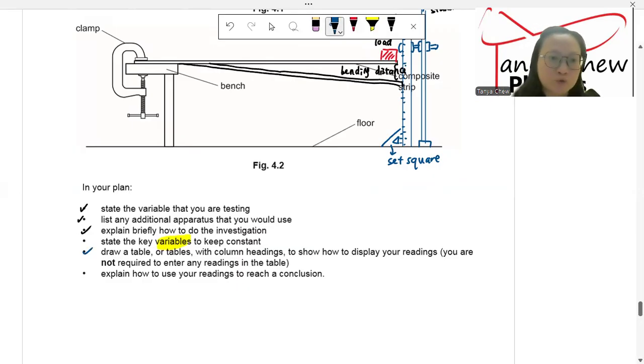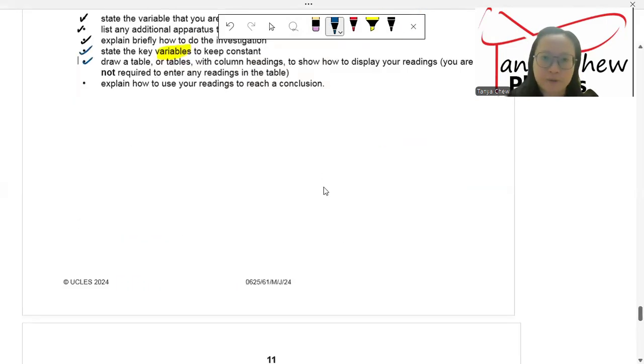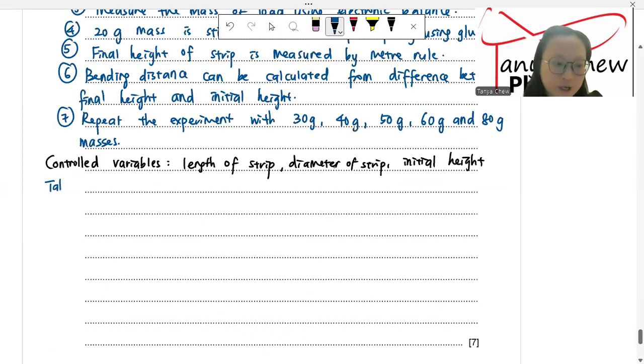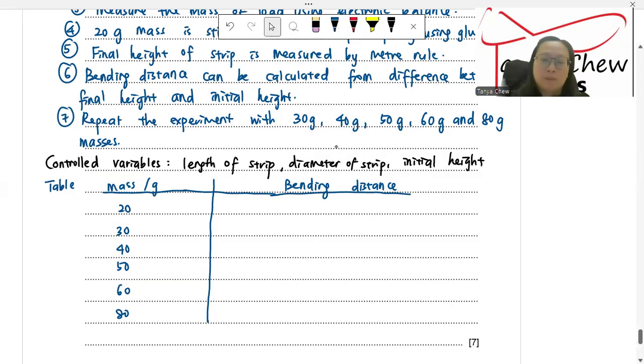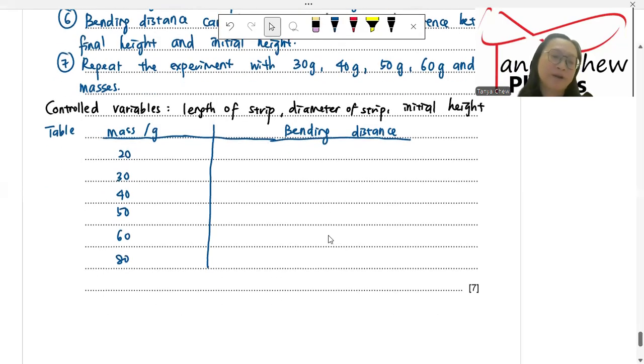Now, the next one, draw a table, right? So table, I'll just write here, my table would be mass, which is in gram, and then maybe bending distance. So I can fill in blank for my mass, because I start with 20, 30, 40, 50, 60, and 80 gram, right? And I do not fill in for my bending distance, because I'm the planner. Remember, I'm not the one that conducts the experiment, but I am the one that suggested the values of the masses. That is why I can fill it in.